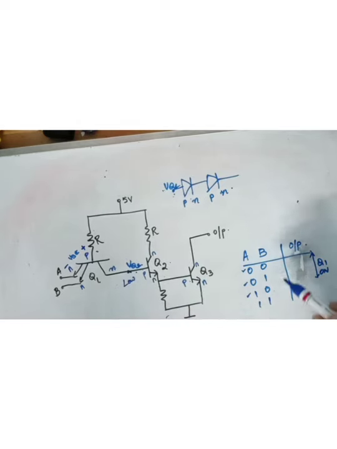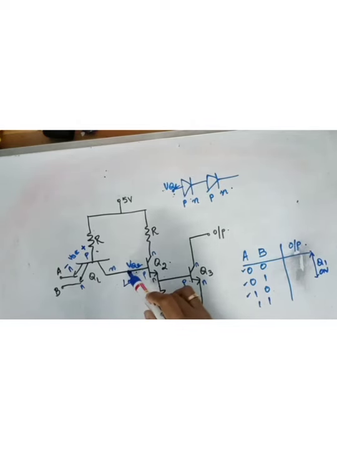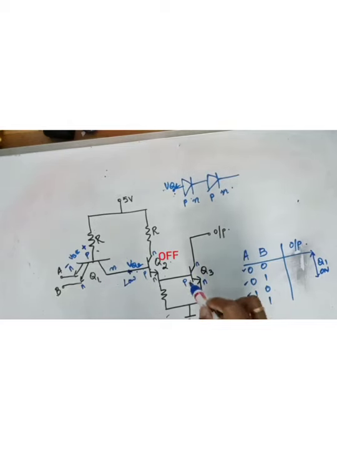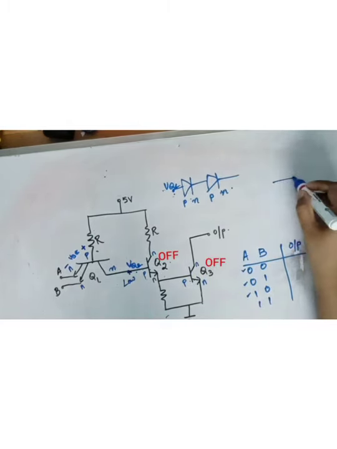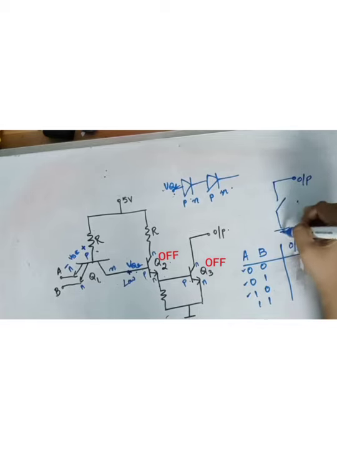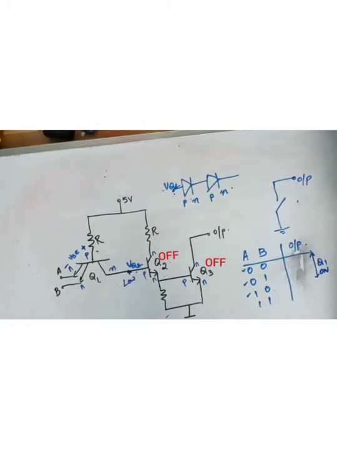So in this particular case, the first three cases, here you have a low. It is not equal to 1 volt. It's approximately 0.2 volt. So low means 0.2 volt. So Q2 is off and Q3 is off. Q3 is off means what? Here you have the output. This is Q3. This is an open switch. Why open switch? Because it's off. A transistor will act as a closed switch if it is on and an open switch if it is off.